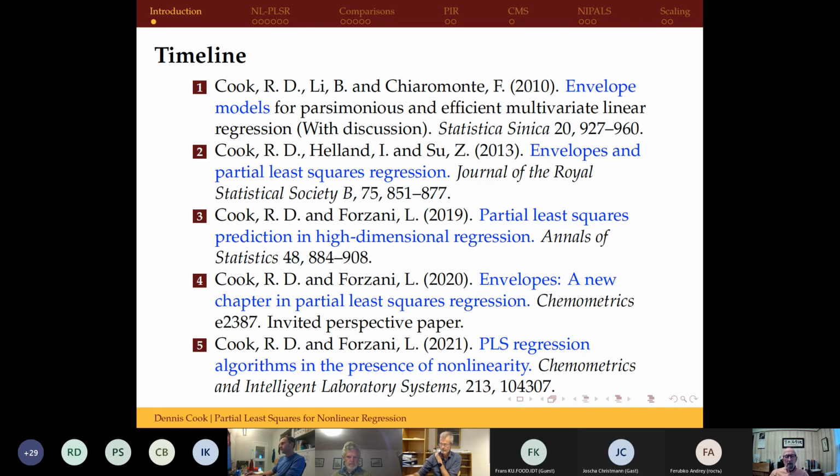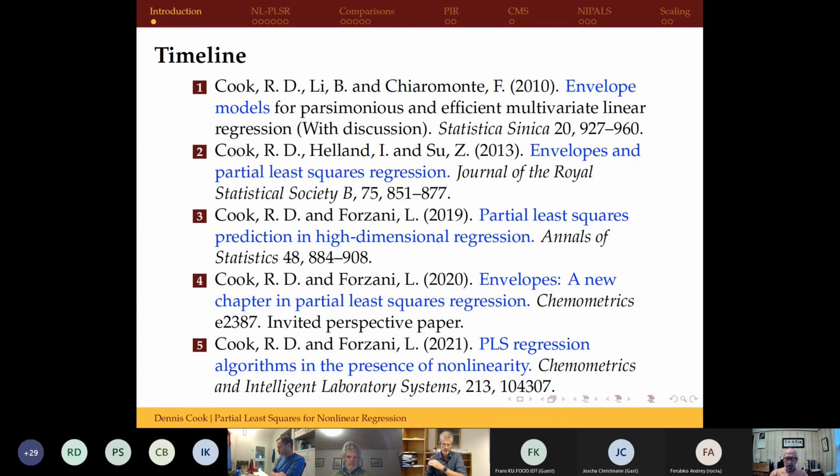So what we're going to be doing today is talking about partial least squares regression algorithms in the presence of nonlinearity, and we're going to be using envelopes to underpin that discussion. Now, envelopes are not going to play a major role. I'm not going to be reviewing envelopes, but as you go along, I hope you will see how they're entering into the discussion.